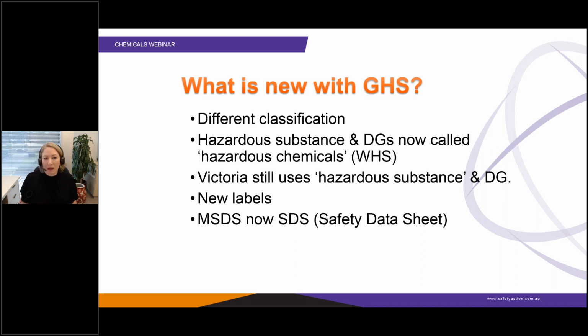Also consider, if you're in Victoria, that we still do use the term hazardous substance, and we have separate laws for dangerous goods. That's also the case in Western Australia. The GHS system has a new labelling system. I'll show you those in a moment. GHS also introduced some new terms. So material safety data sheet, which we previously knew, is replaced with SDS, which stands for safety data sheet.